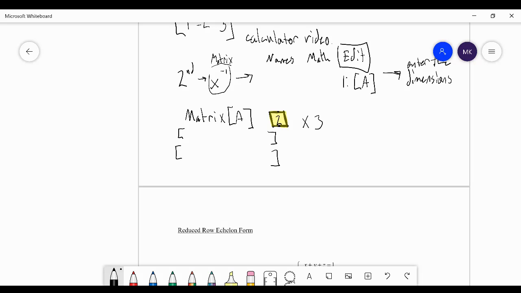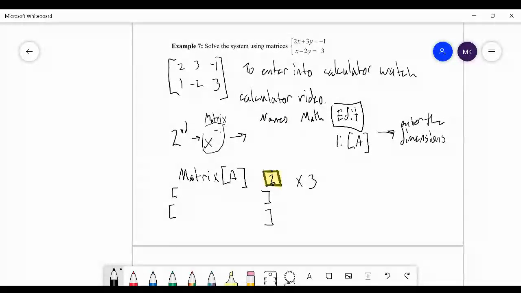And you can type numbers into their spaces. And those numbers you want to type in are our augmented matrix. So 2, 3, -1, 1, -2, 3. Okay, so that's it.